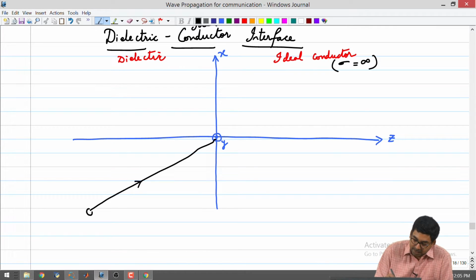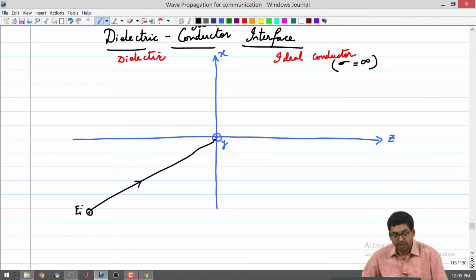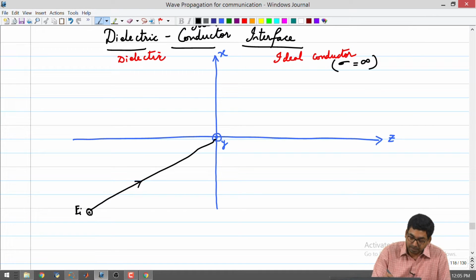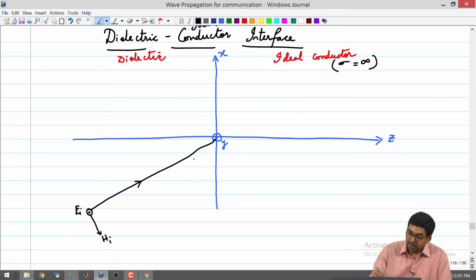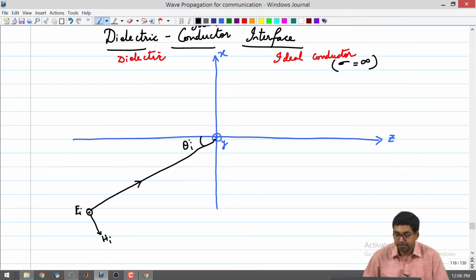So here that means that I am going to have the E field in the y direction. I am going to mark that as EI. This means that the magnetic field is going to be pointing downwards. The other thing that we need to mark over here is the angle of incidence, which is theta I.